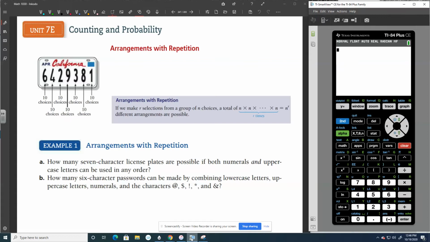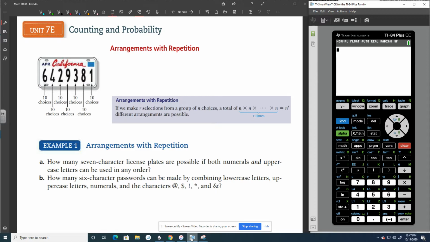All right, guys, so today we're talking about counting and probability. And we're going to really be focusing on the counting part. We'll just throw in a little bit of probability with a few questions. But what we're talking about with counting is, let's say we're looking at this California license plate.